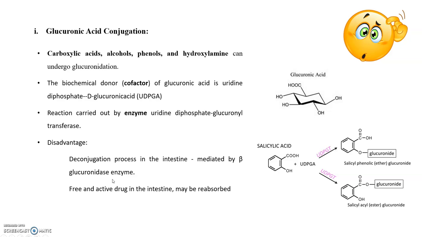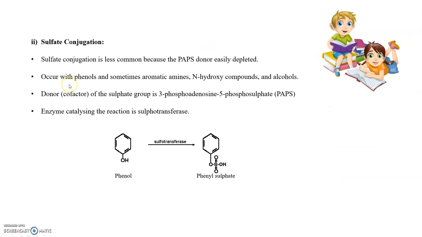So sulfate conjugation, here who is the sulfate donor? Here you can see the cofactor 3-phosphoadenosine 5-phosphosulfate, and the enzyme sulfotransferase is transferring the sulfate group from this particular cofactor to the drug. Okay, and what drugs can be conjugated here? Phenols or aromatic amines or N-hydroxy compounds or alcohols. Okay, here you have a phenol and it is being converted to a sulfate conjugated compound. It is being converted to sulfate and it is removed easily.